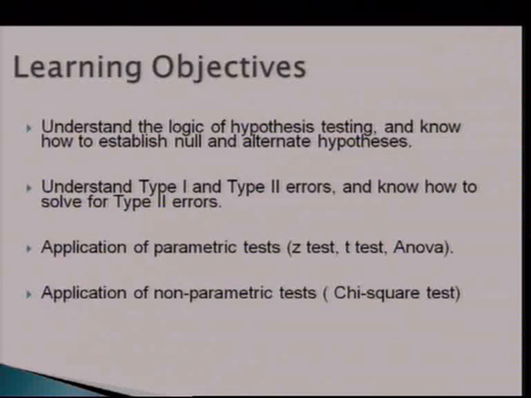Now, in this session, we will be learning, first, what is the logic of hypothesis testing. We will know how to establish null and alternative hypothesis. Also, we will be knowing what the different type 1 and type 2 errors are and how to solve both the type 1 and type 2 errors. And then in the application side, we will be going for the parametric tests. Those are the Z test, T test, Anova test. And for the applications of non-parametric test, we will be discussing the chi-square test.